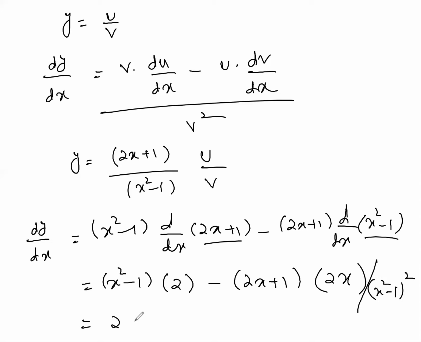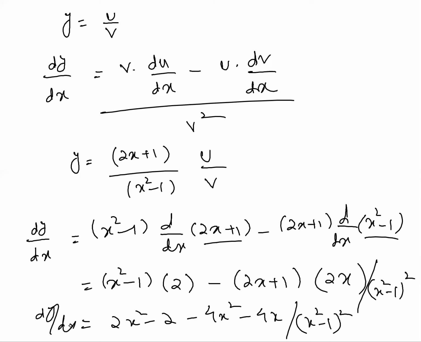So you can write it 2x square minus 2 minus 4x square minus 4x over x square minus 1 whole square. So this is how we deal with it when you are given a product function and a quotient function.